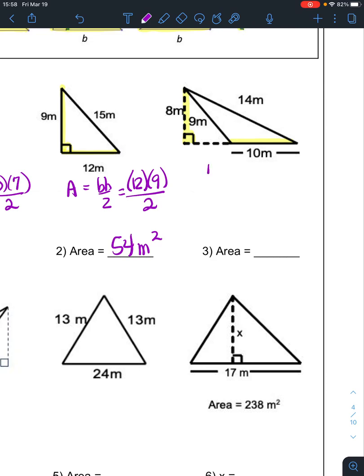So I use my formula, area is equal to base times height over 2. My base was 10, my height was 8, and I divide by 2. And so I get that my area is 40 meters squared.